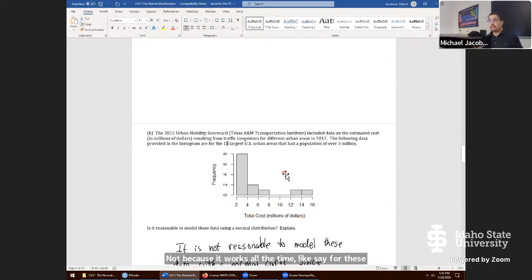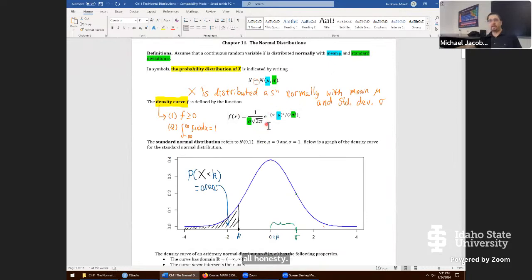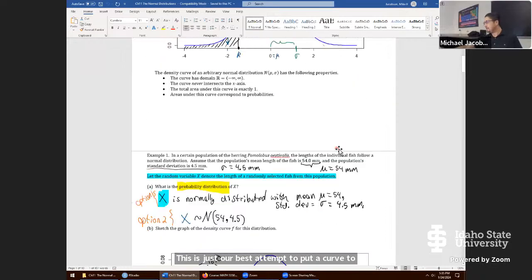And it's also, in all honesty, a mathematical fiction. I mean, it's that function. There's no reason why that specific function should model, say, the height of people in the 5th grade or something like that, where people say it should be distributed normally. This is just our best attempt to put a curve to data, nothing else.